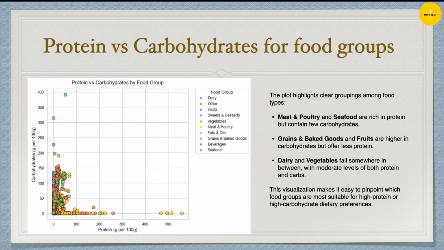Now we will talk about proteins versus carbohydrates for different food groups. This plot makes it easy to compare food groups. Meats and seafood are rich in protein. Grains and fruits are higher in carbs, while dairy and vegetables sit somewhere in between. This helps guide choices for specific dietary goals.